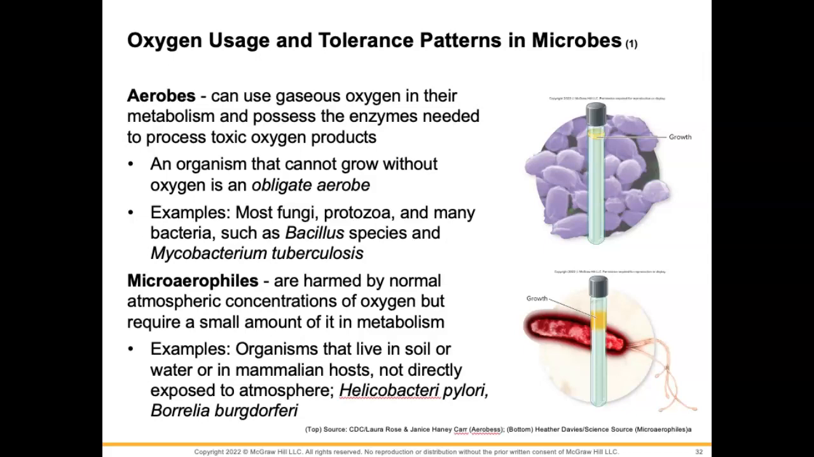So aerobes can use oxygen in their metabolism, so they like it and they can use it, and possess the enzymes that are needed to process those toxic oxygen products I mentioned earlier. If it was a microbe that did not have those enzymes available, then it wouldn't be able to process those byproducts. But in this case, aerobes do.